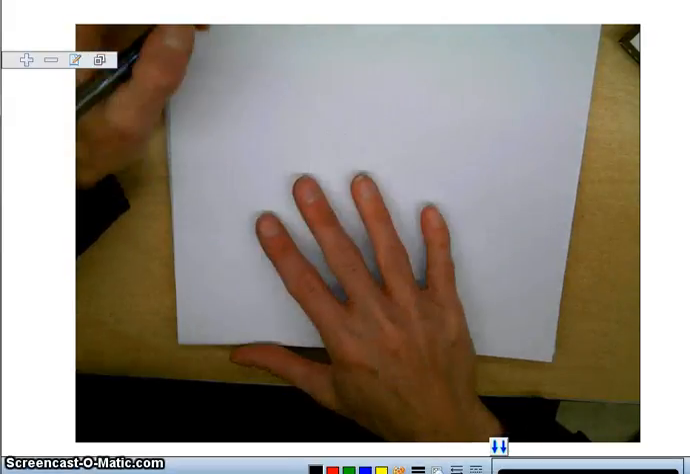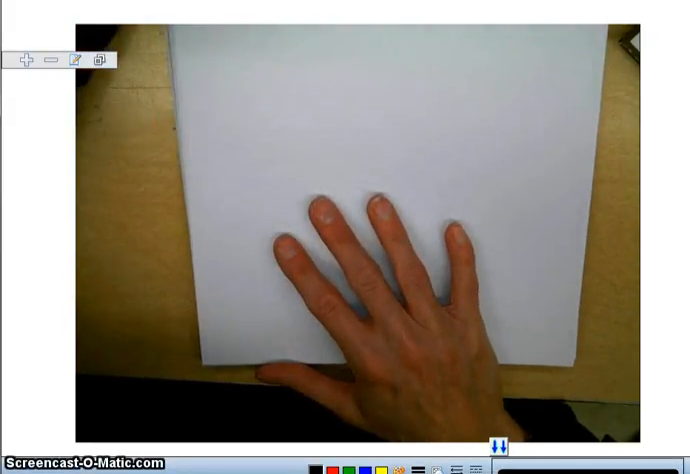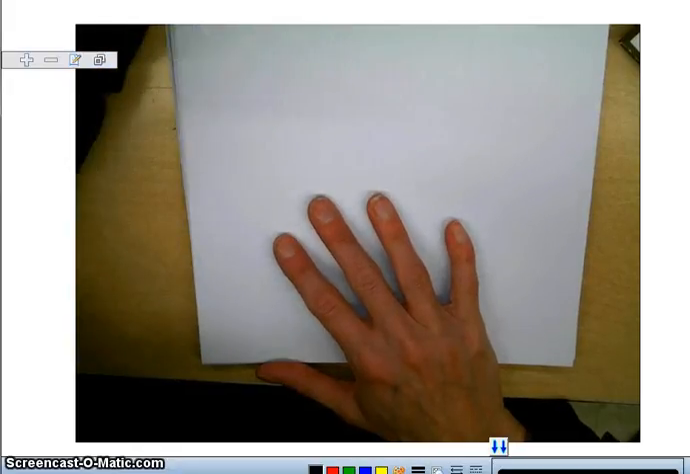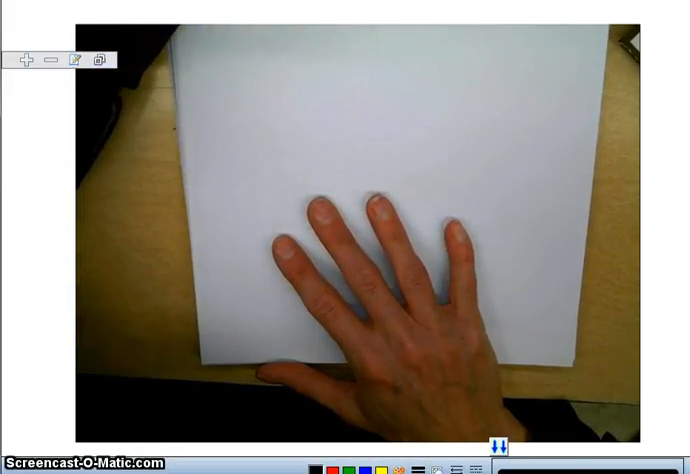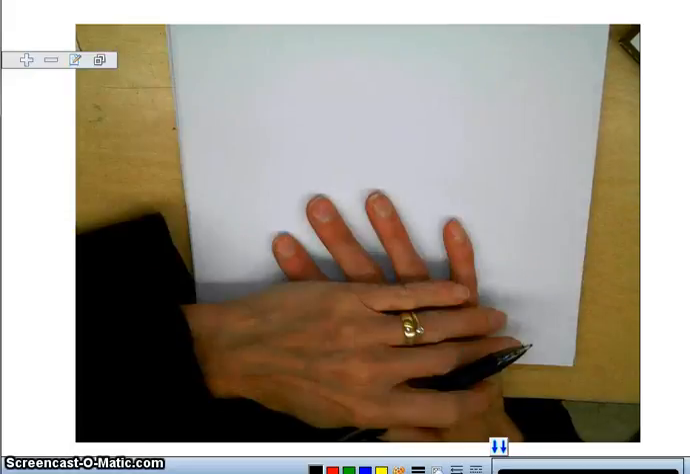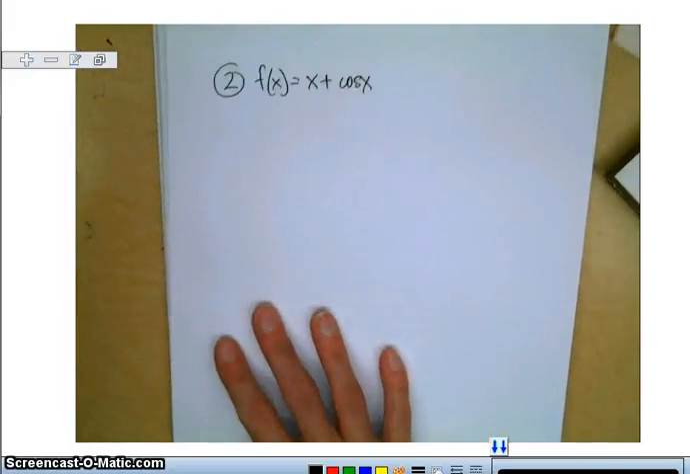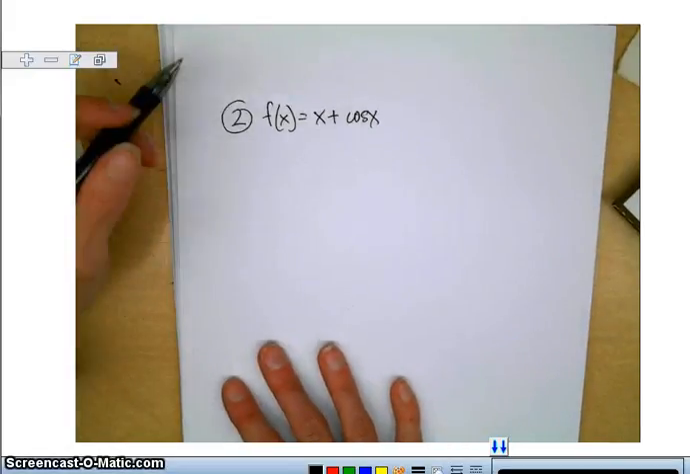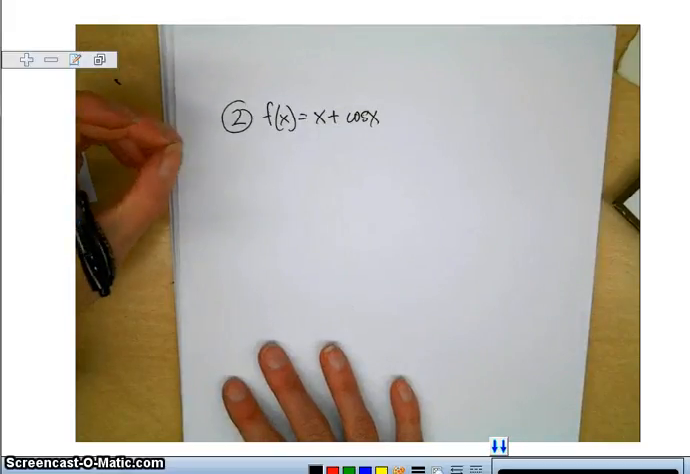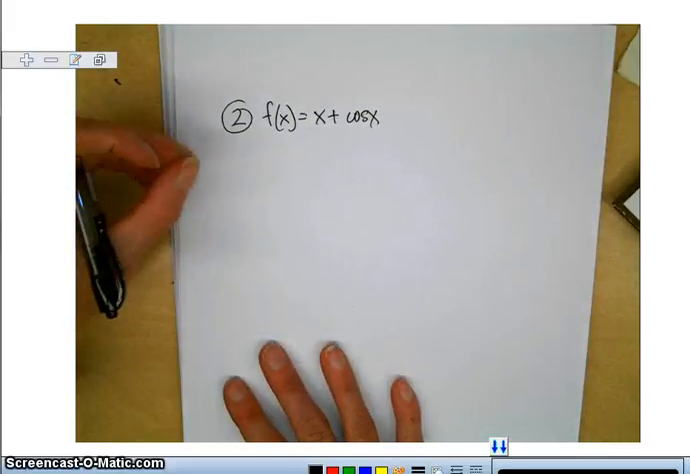How about f of x equals x plus cosine of x? How about our function f of x is x plus cosine of x? Where does that have a horizontal tangent?